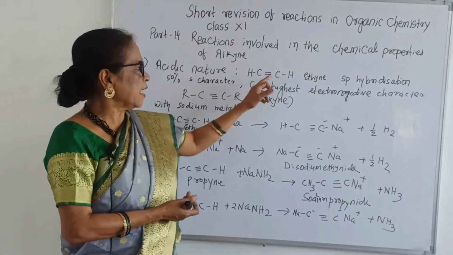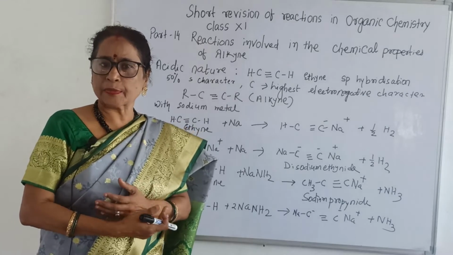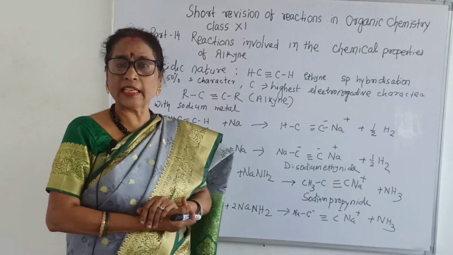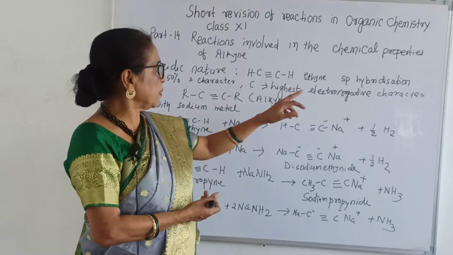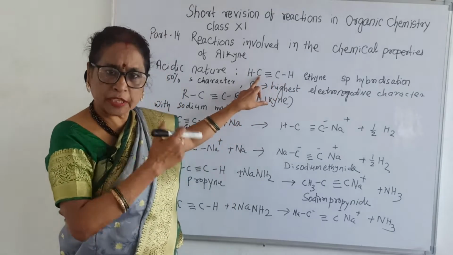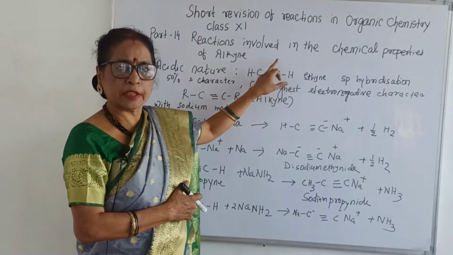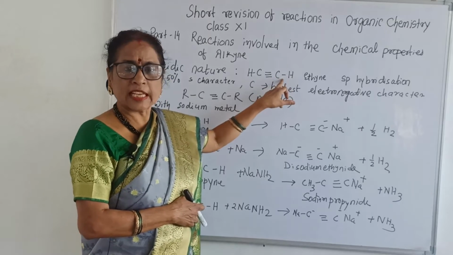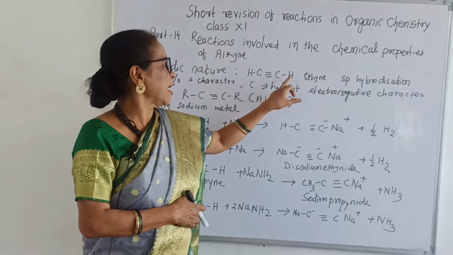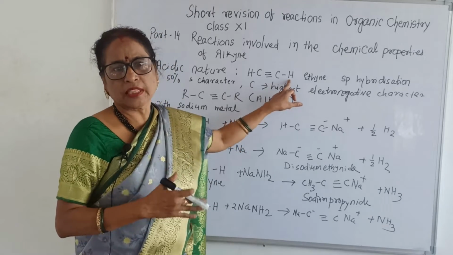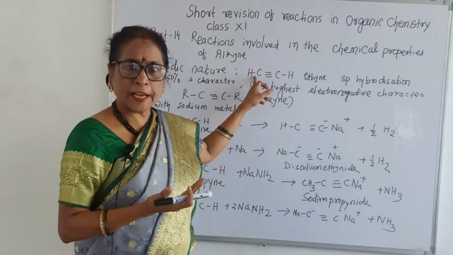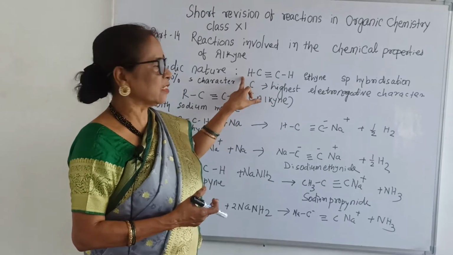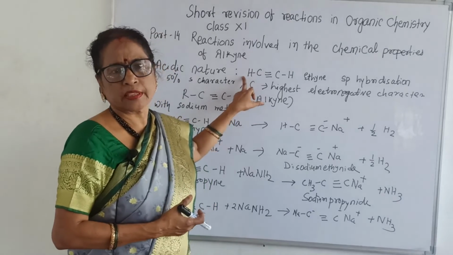Now you can see here what hybridization is involved. I have explained in the hybridization chapter what the hybridization in ethine is, that is sp hybridization. Sp hybridization means the sp hybrid orbital of this carbon and the sp hybrid orbital of this carbon give a sigma bond. And here also C-H, that is the sp hybrid orbital of carbon and the s orbital of hydrogen which gives a sigma bond. Here also the same, sp hybrid orbital of carbon and s orbital of hydrogen gives a sigma bond.